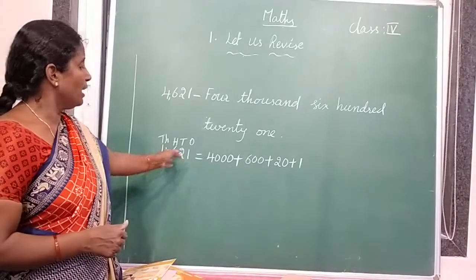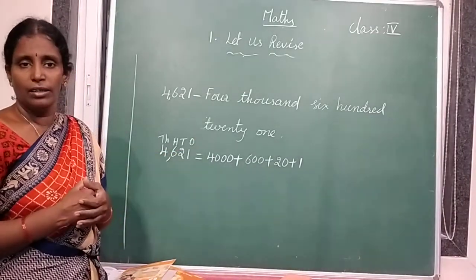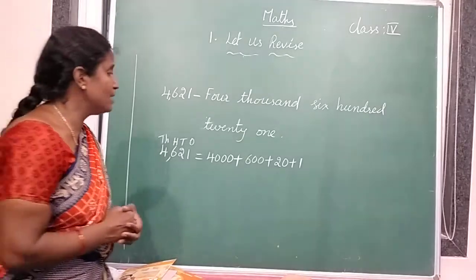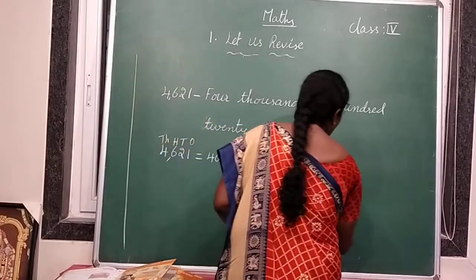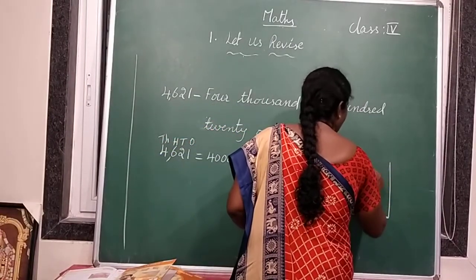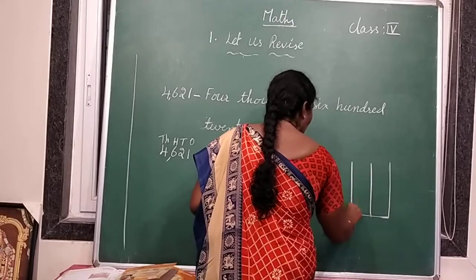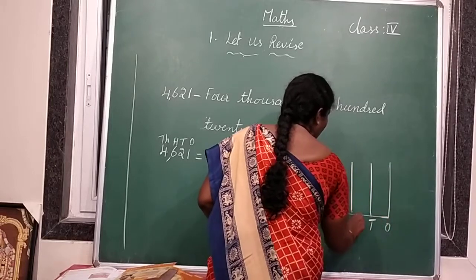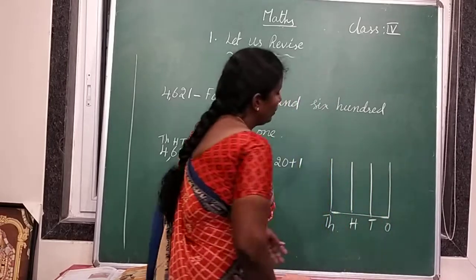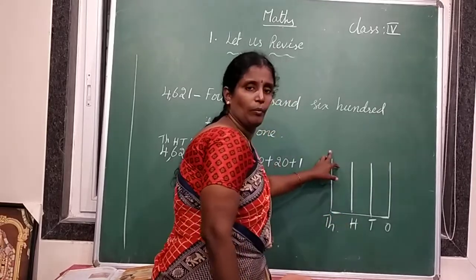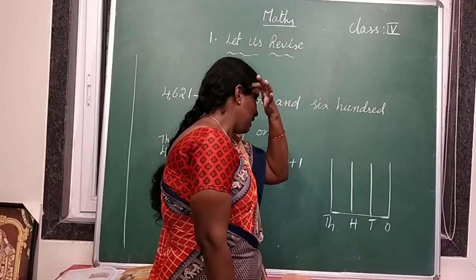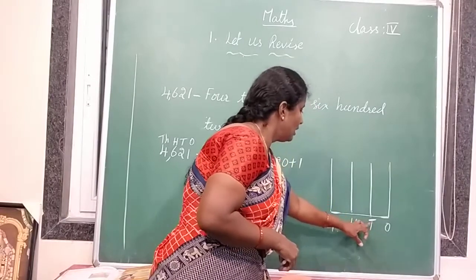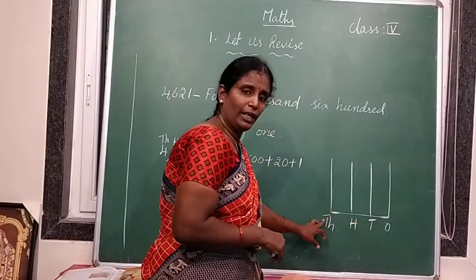Can you represent this number on the abacus? Anybody can represent on the abacus? To represent on the abacus, we have to draw an abacus. Here how many place values are needed? Up to thousands. So ones place, tens place, hundreds place, thousands place. You can write these place values here also, either down or up. Ones place, tens place, hundreds place and thousands place.